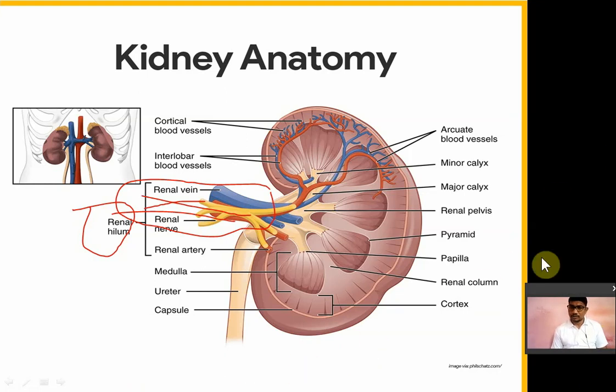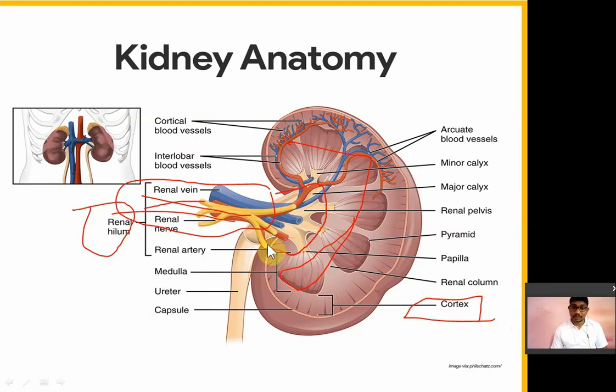So here, Bowman's capsule and collecting ducts are present in the cortex. In the medulla, there is a collection of loops of Henle, in the middle layer, that is the medulla. And the innermost layer is known as the renal sinus.